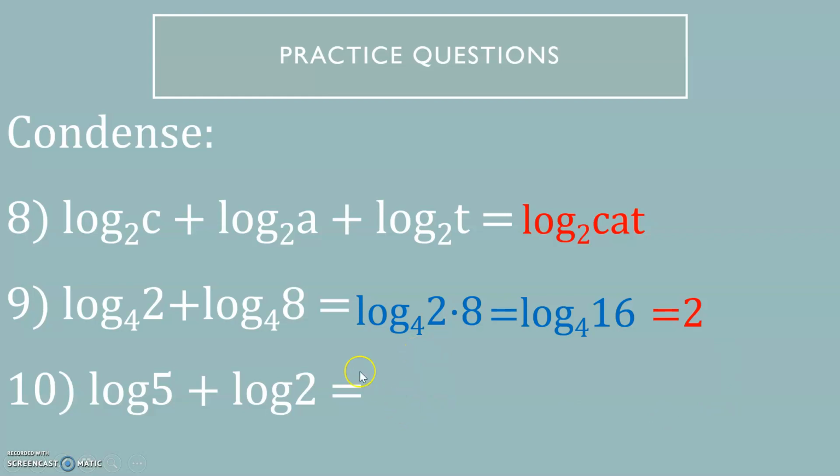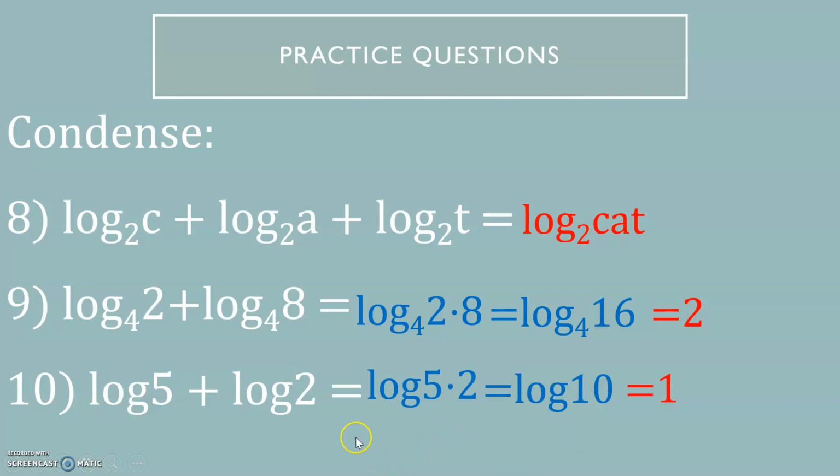Number 10. Two logarithms. Let's condense into one logarithm by multiplying the arguments. 5 times 2 is 10. This is a log base 10, don't forget. So log base 10 of 10 is equal to 1.